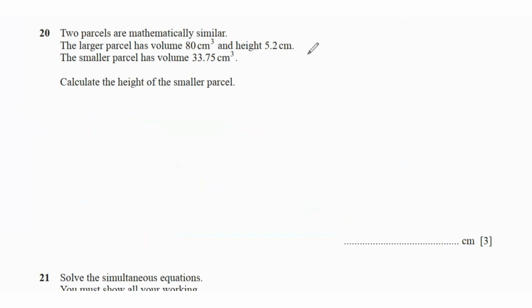If they were talking about the area of similar shapes or surface area, then you would write length A over length B whole squared equals surface area of A over surface area of B. So for volume, you cube the ratio of the lengths and put it equal to the ratio of the volumes. And for surface area, you square the ratio of the lengths and put it equal to the ratio of the areas.